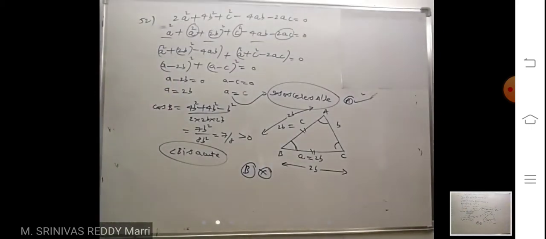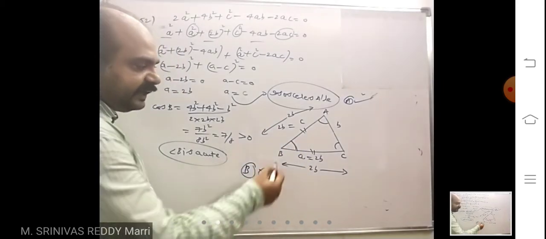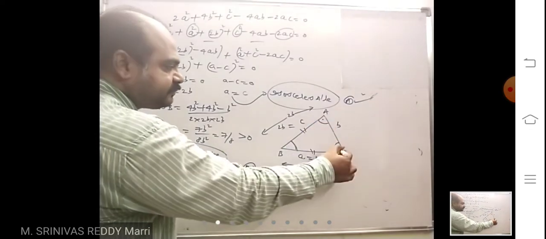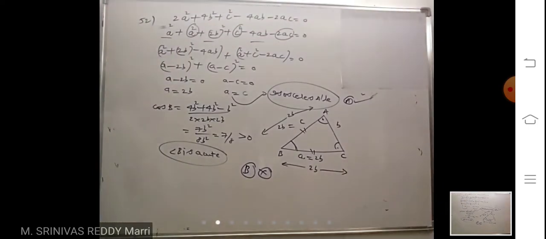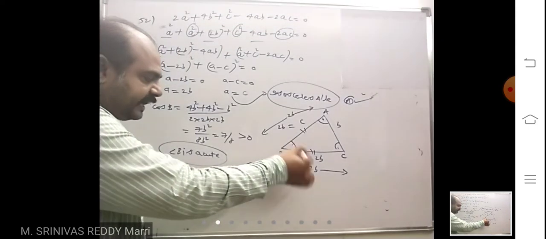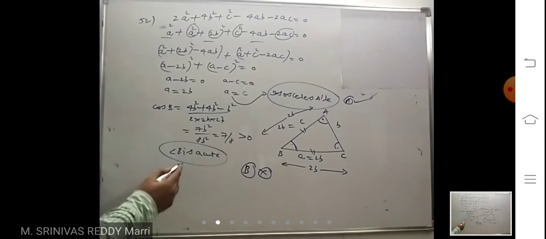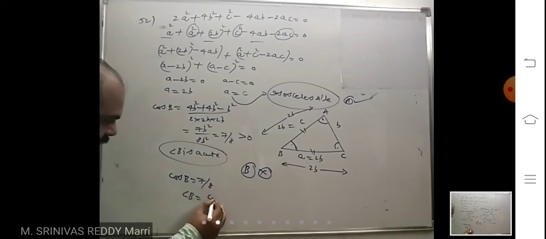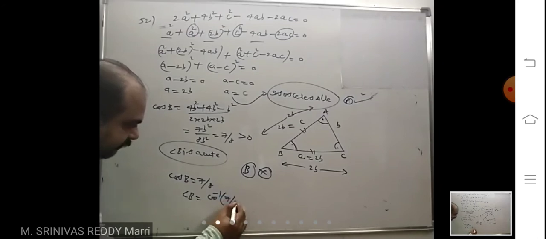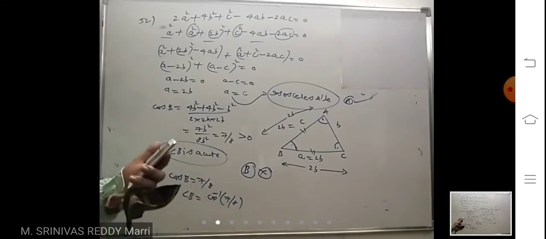Option B is wrong because in an isosceles triangle, where will the obtuse angle be if it is there? Angle between equal sides. These cannot be obtuse. If one of these angles is obtuse, double this plus this will exceed 180. So that's why I have checked this one. Right? So as this is acute, the triangle cannot be obtuse angle triangle. So angle B is acute. Cos B you got 7 by 8, so angle B is cos inverse 7 by 8.